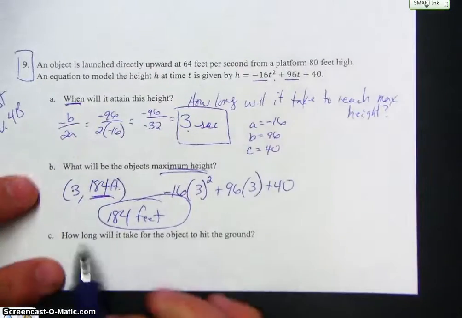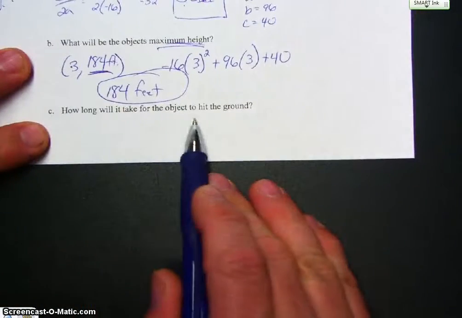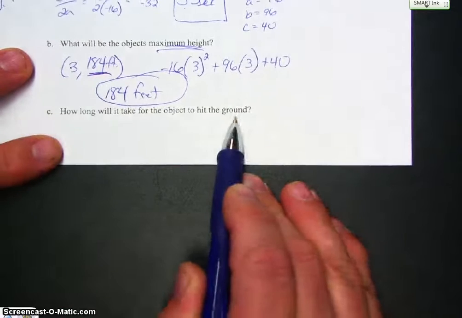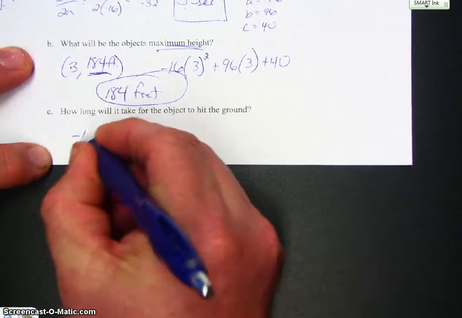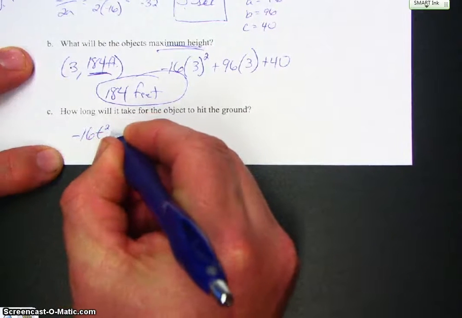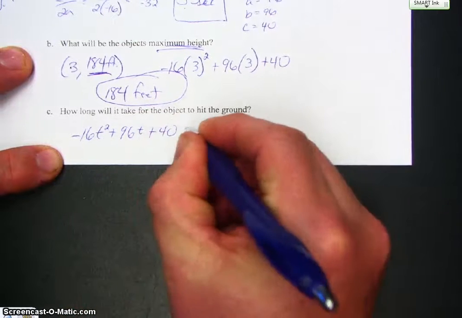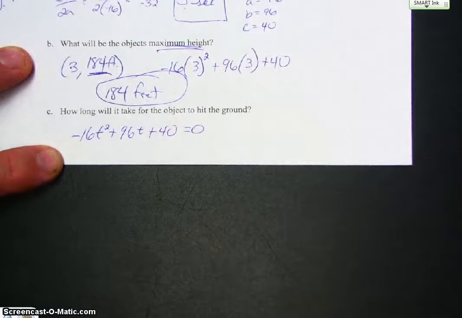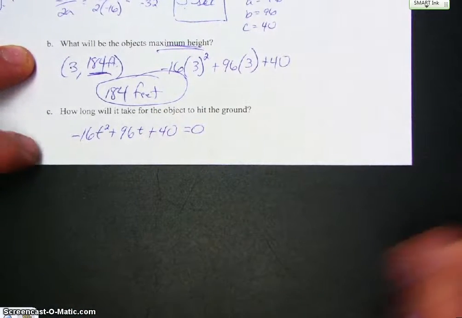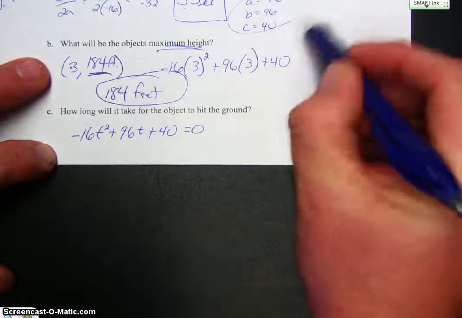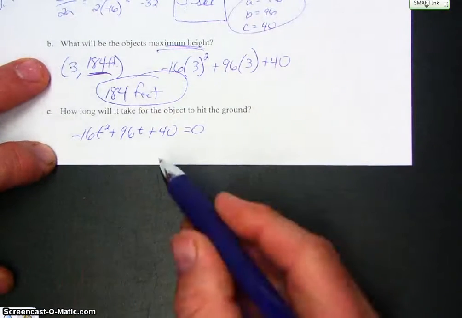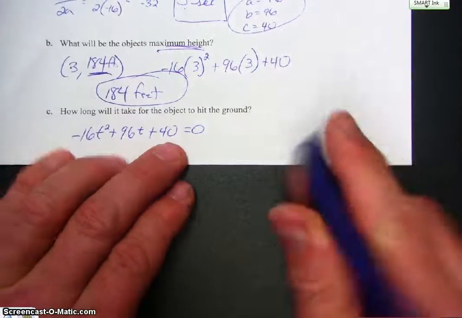Part C, how long will it take for the object to hit the ground? In other words, what they're asking is, if I take this equation, set it equal to 0, and solve for x. All right, so let's use the quadratic formula. Since we already know what A, B, and C are, and we've been using the quadratic formula, I'm just going to plug it in.